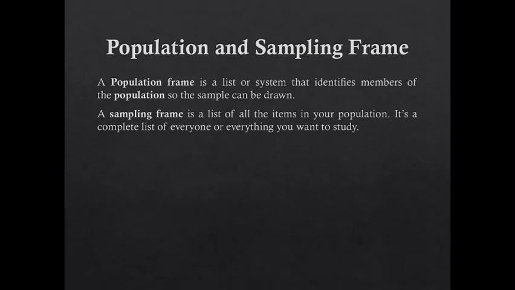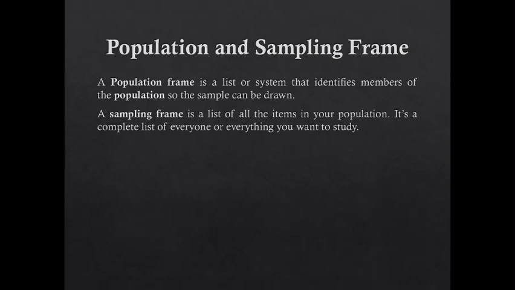Again, I have observed that most of my students cannot differentiate between what is population and sampling frame, or what is population frame. A population frame is actually a list or system that identifies the members of a population from which we can draw a sample. Actually, the frame of a population gives a graphical presentation or a tabular presentation of the whole population from which we can choose a sample.